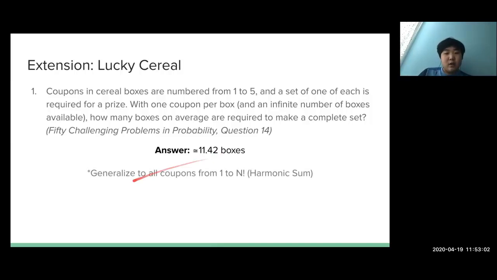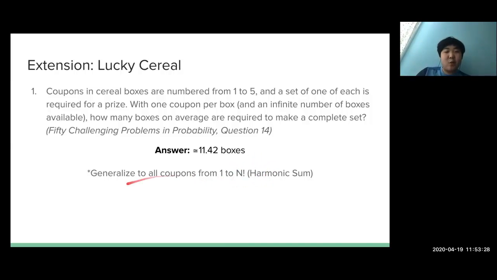And we can also generalize this to all coupons from 1 to n. This requires a harmonic sum, which is outside the scope of this presentation, but it's basically an ancient formula proved by Euler. So go ahead and look up the harmonic sum formula. It will prove a little bit complicated to use in practice, but I think this is mathematically very valid.